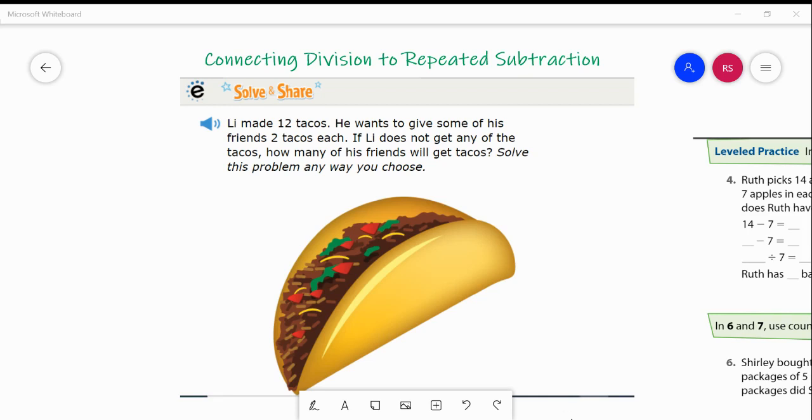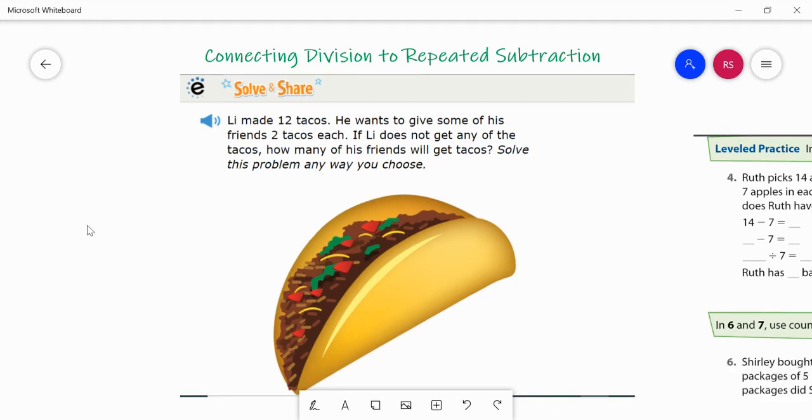About connecting division to repeated subtraction. So we've been practicing multiplication as it relates to repeated addition. And now we're going to be talking about division and how we can show a division problem by using subtraction and repeated subtraction, which means just subtracting the same number over and over again.